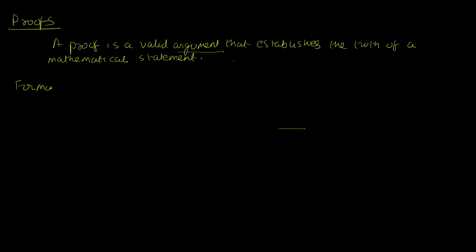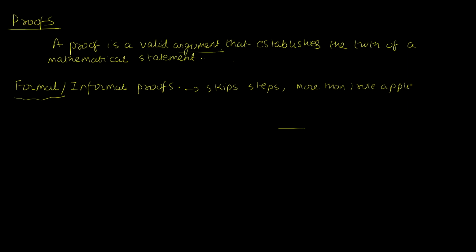Let us quickly look into this idea of formal and informal proofs. The formal proof is the type of proof that we've been doing for the last couple of videos. In a formal proof, we are not allowed to skip any steps and we need to mention each rule of inference that we have used. But in an informal proof, we often skip steps, we apply more than one rule at a time, and some common axioms are not stated.